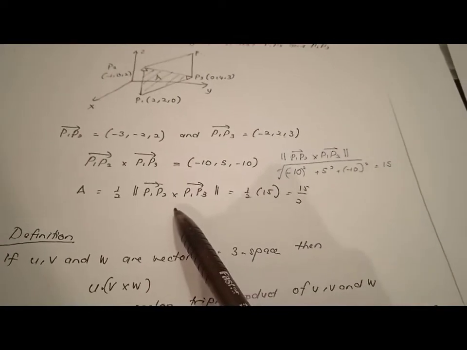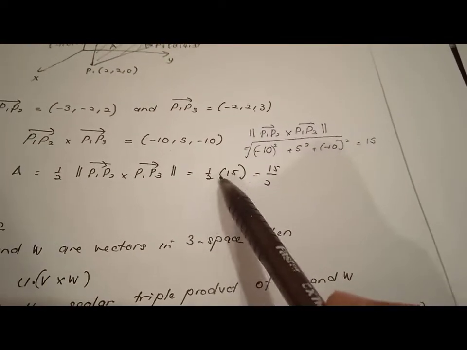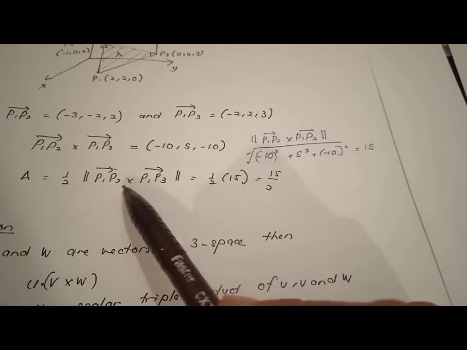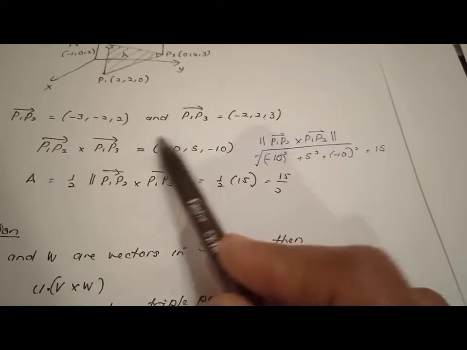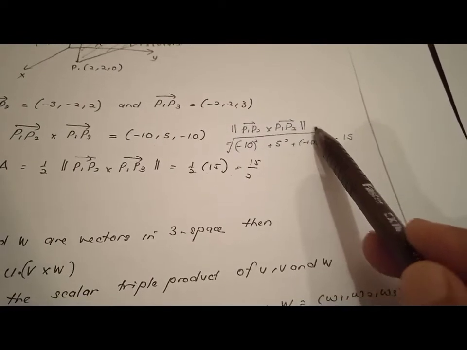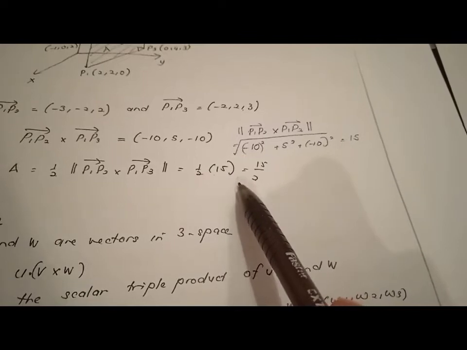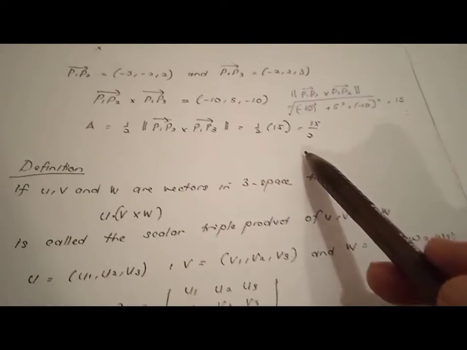Okay, so try to calculate this. So the answer is half times the length of P1P2 cross P1P3, using this formula. Okay, using this formula, the length is 15 over 2.